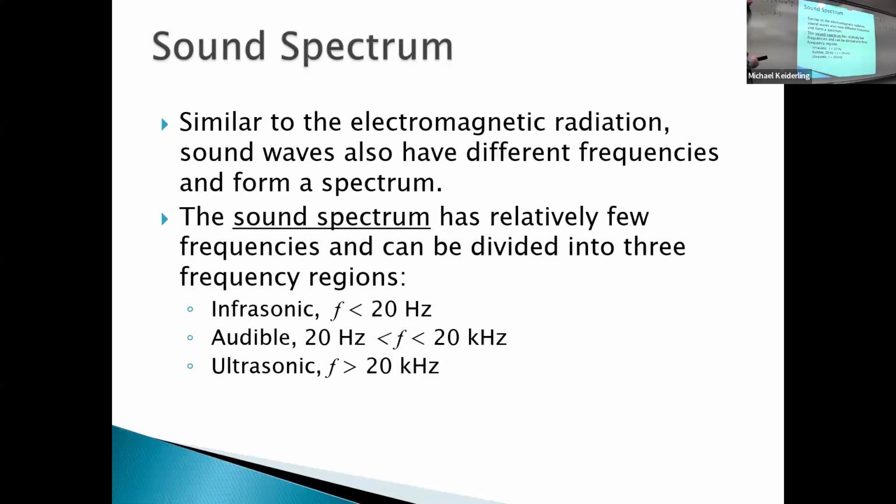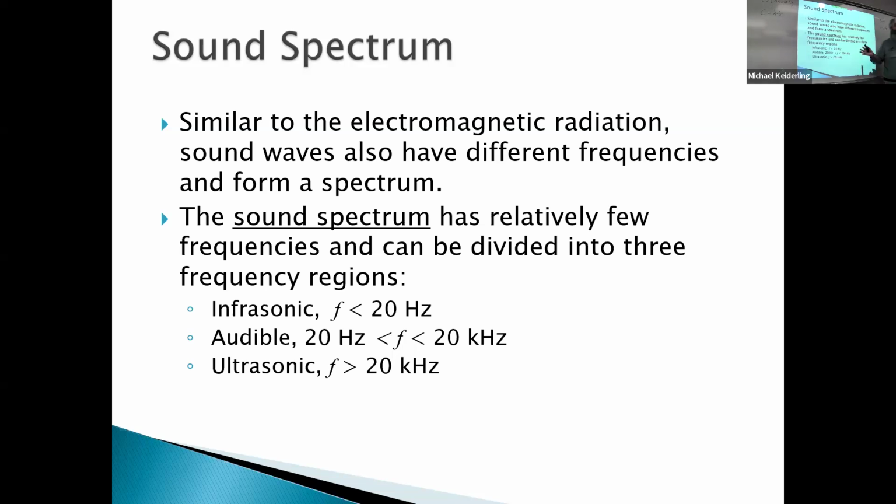And similar to electromagnetic radiation, sound waves also have different frequencies and form a spectrum. We divide that spectrum into fewer pieces. We're less interested in different varieties of it because, for practical purposes, it covers a smaller range and has fewer different regions that we actually use. So basically we divide sound into sounds below what we can hear, which are infrasonic, though sometimes you can feel them as just vibrations.